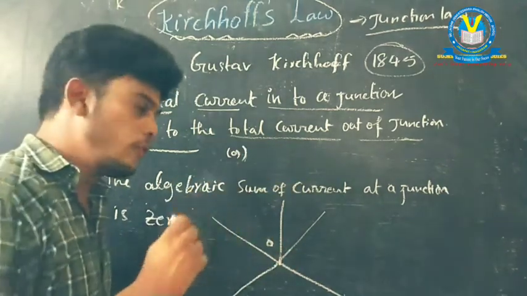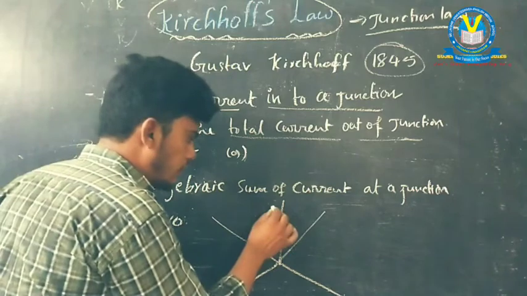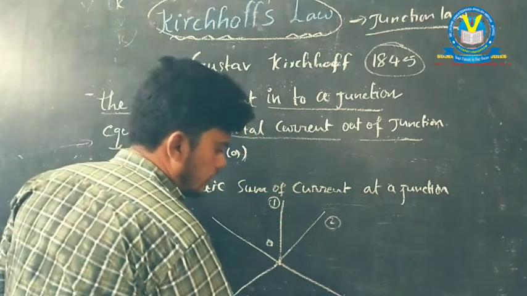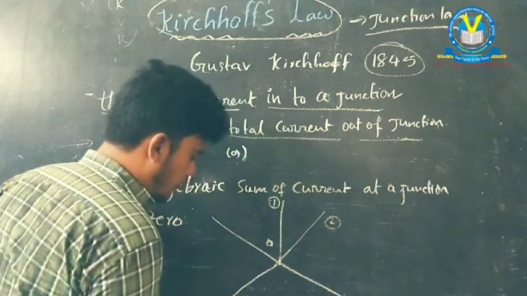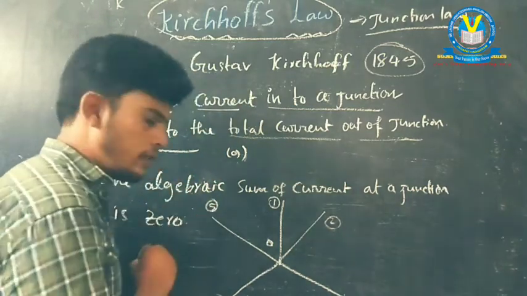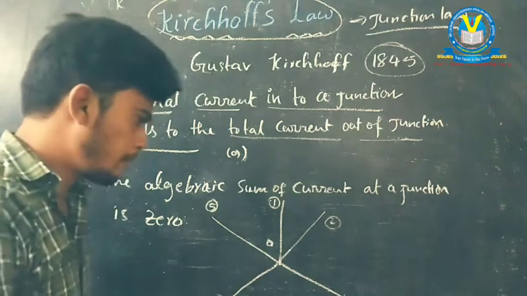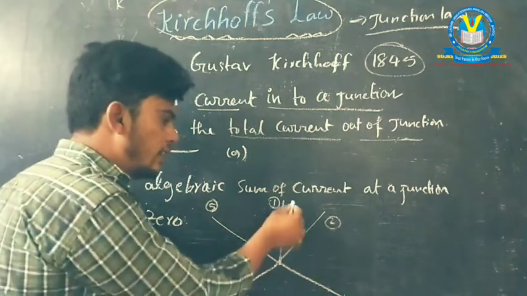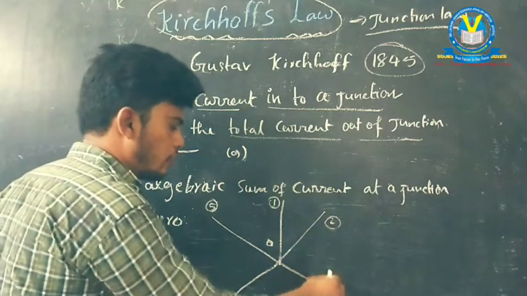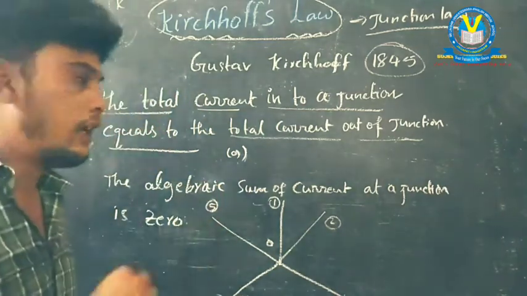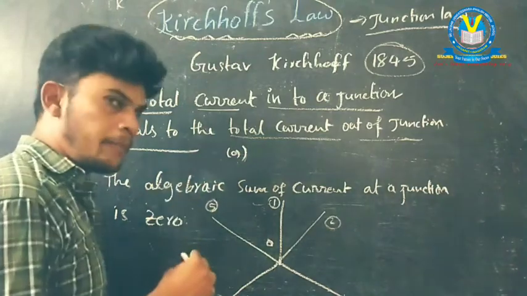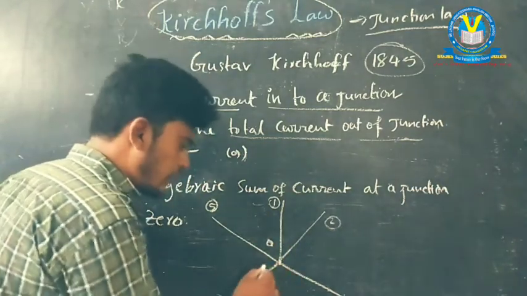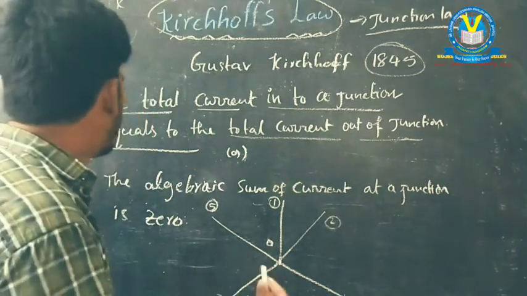Junction O. If we use Ohm's law, we have to find out current for this. It is wire 1, wire 2, wire 3, wire 4 and wire 5. So these are 5 wires, 5 conductors. By using Ohm's law, we have to find out current individually for 1, 2, 3, 4 and 5. But by using Kirchhoff's law, we can find out the total current that passes through the junction. Look here.